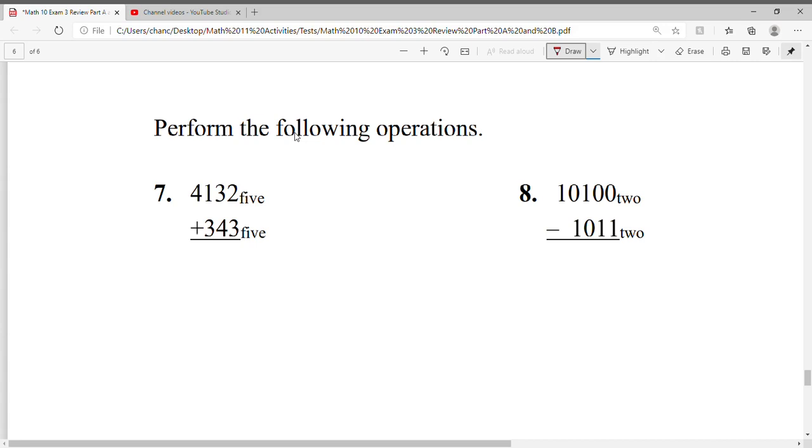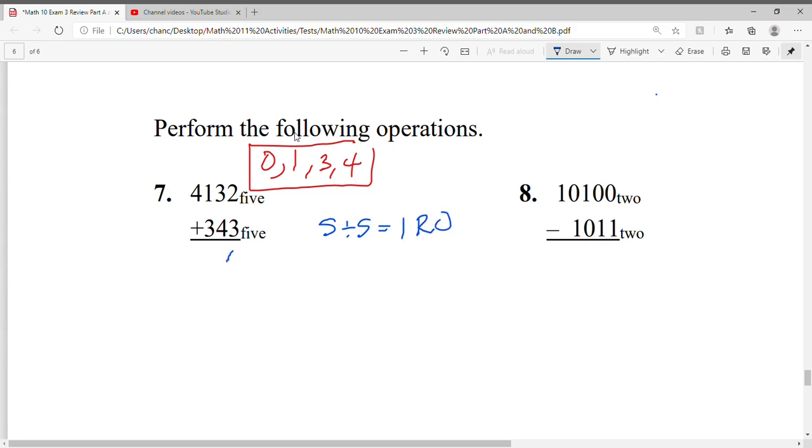Question 8, we're adding 4132 base 5 plus 343 base 5. Let's look at our acceptable symbols, 0, 1, 2, 3, and 4. We'll start by adding from right to left. 2 plus 3, that's 5. 5 is equivalent to 1, remainder 0. Put a 0 here, and then we'll carry the 1. 1 plus 3 plus 4, that's 8. 8 divided by 5 is 1 remainder 3. Put a 3 here, carry that 1 over.